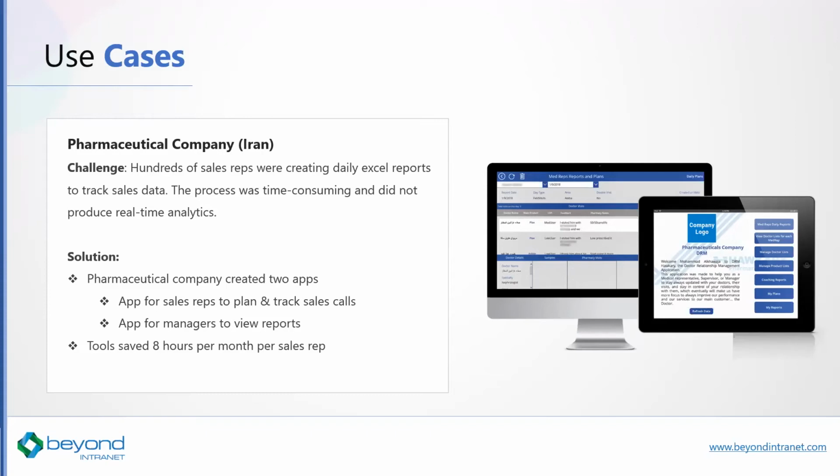Companies don't need to create just one app. They can create multiple apps based upon their needs. The first app that they created was for the sales reps themselves, and they could plan and track their sales calls. So if a sales rep sold 100 units of drug A to a doctor, they could then say, hey, we sold 100 units of drug A to Mr. Doctor. I didn't have a better name. And then that would automatically go into the system so that there were real-time analytics.